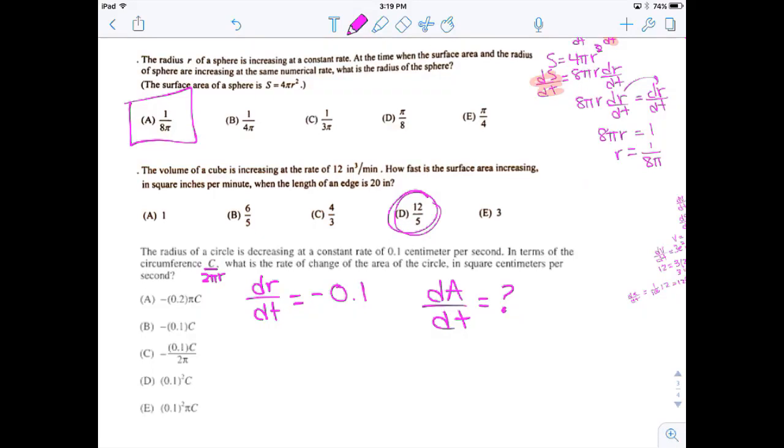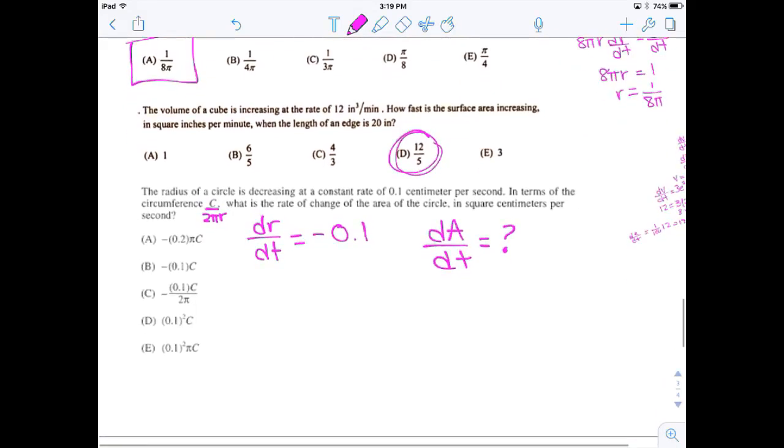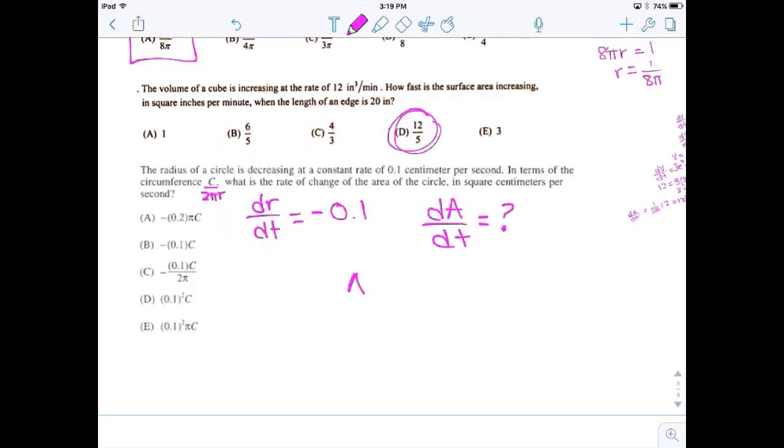So let's start with what we know. A equals pi r squared, right? So dA/dt would be 2 pi r dr/dt. And notice, I'm not even addressing this whole in terms of circumference thing. I just know they want me to find dA/dt, so I found an equation for dA/dt, right?